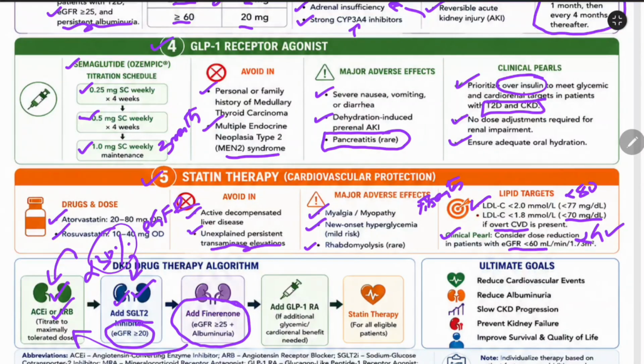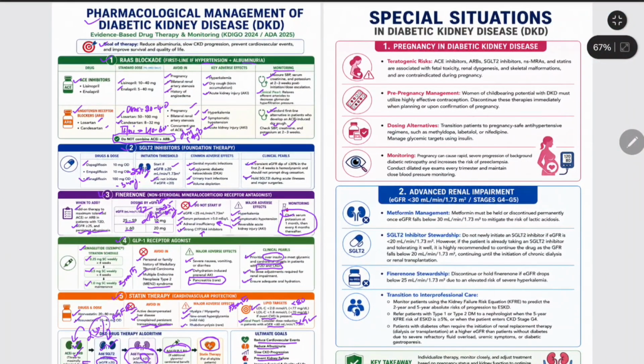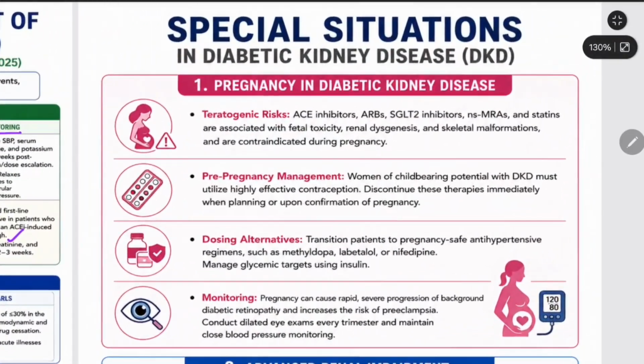The condition is eGFR should be more than 25. Add a GLP-1 receptor agonist if the glucose target is not met. And add statin therapy for cardiovascular benefit. And for hypertension, already discussed. So ultimate goals are to reduce cardiovascular events, reduce albuminuria, slow CKD progression, prevent kidney failure, improve survival and quality of life. That's all about drug dosages and their titration. Then some special situations.